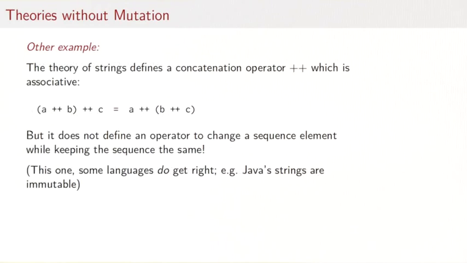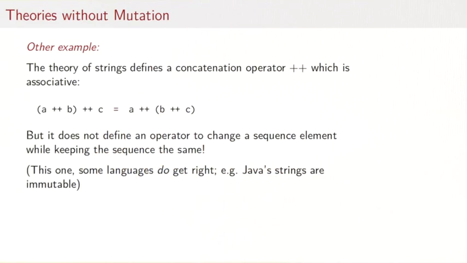Let's look at another example: strings. Most programming languages have strings, and they would also define a concatenation operator. Let's write that as ++ here. One of the laws for concatenation is that it's associative. So (a ++ b) ++ c is the same as a ++ (b ++ c).